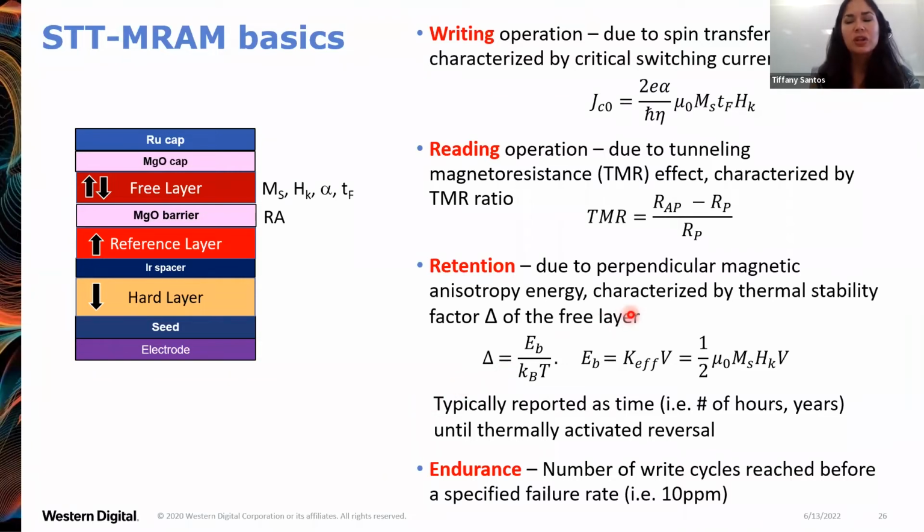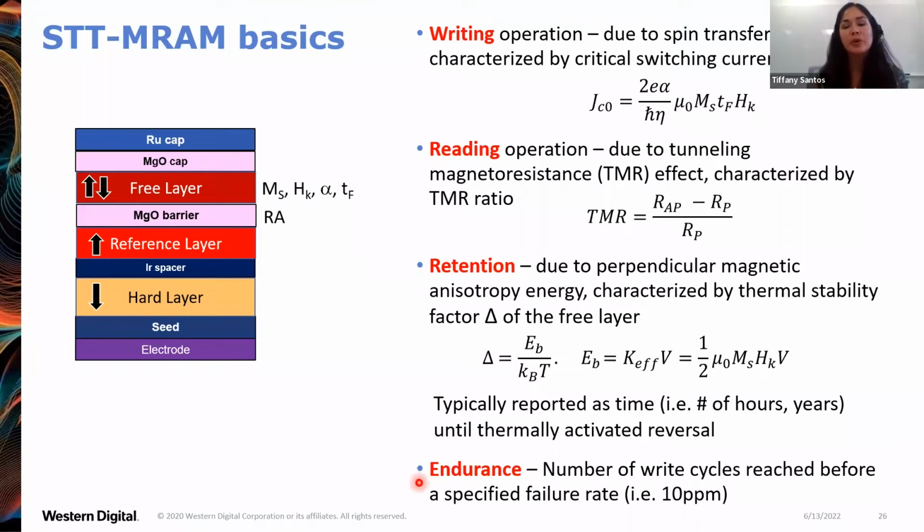So this is characterized by a thermal stability factor delta, and is typically reported as units of time. For example, a number of hours or a number of years until you get a thermally activated flipping of the free layer and your data is lost.